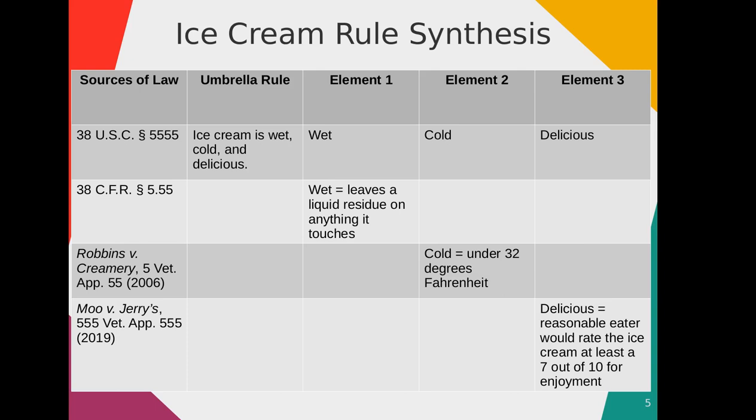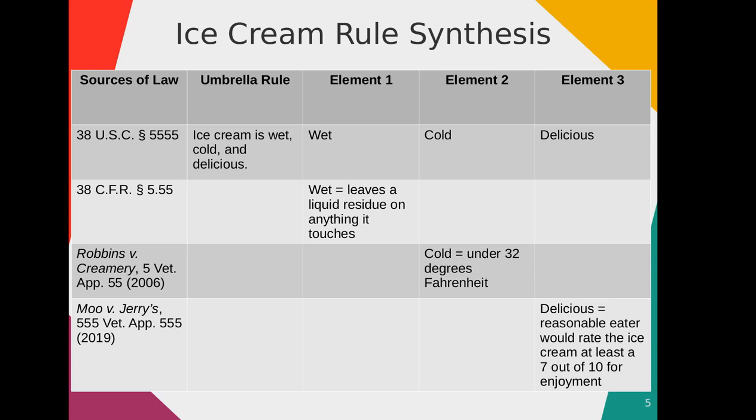So as you can see, I've listed the sources of law that we just read on the left side, and I've put the umbrella rule and the elements across the top and across from the various sources that explain those elements. So as you can see, the statute gives us a nice umbrella rule with 3 elements, and then the regulation in each case helps us by defining those elements.